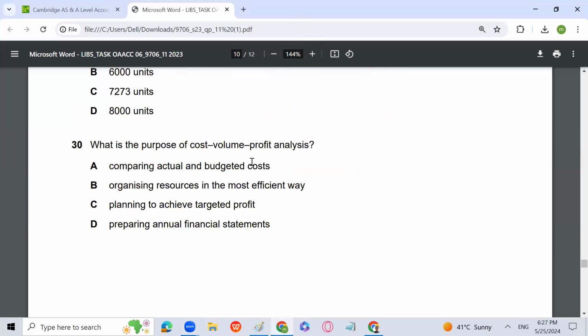What is the purpose of cost volume profit analysis? Comparing actual and budgeted cost, organizing resources in the most efficient way, planning to achieve targeted profit, preparing annual financial statements. Yes, please. Easy, eh?